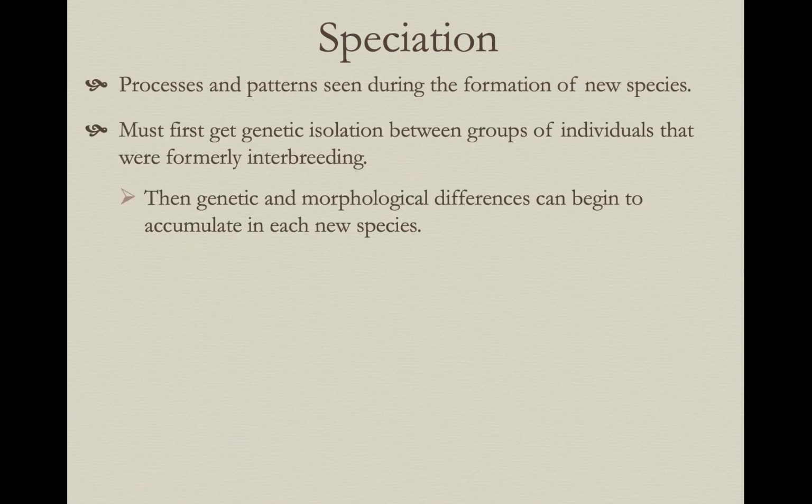So let's talk about the process of the formation of new species, that is speciation. The key mechanism associated with speciation is genetic isolation. You have to get genetic isolation between groups of individuals that were formerly interbreeding into 2 or more groups. And once they become genetically isolated, they'll slowly start to accumulate genetic and morphological and even behavioral differences in each of those new lineages that are going to form new species.